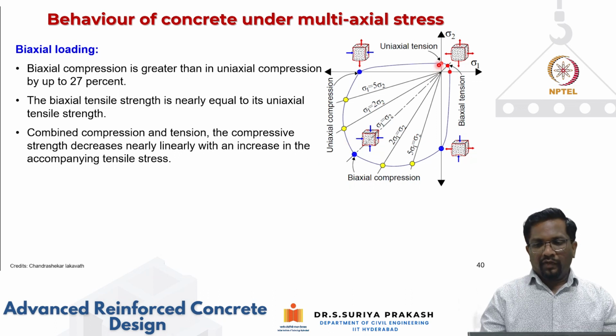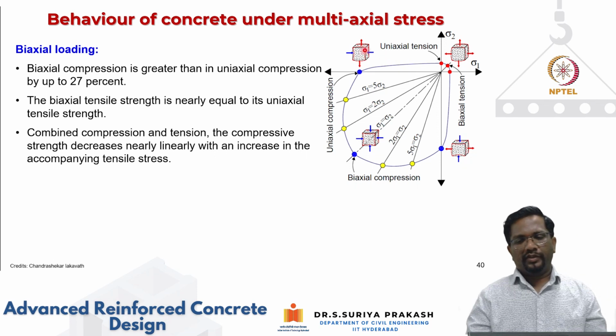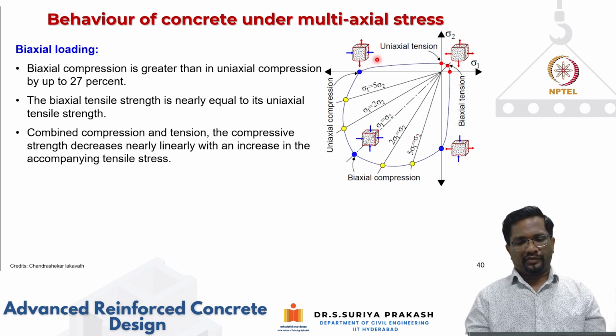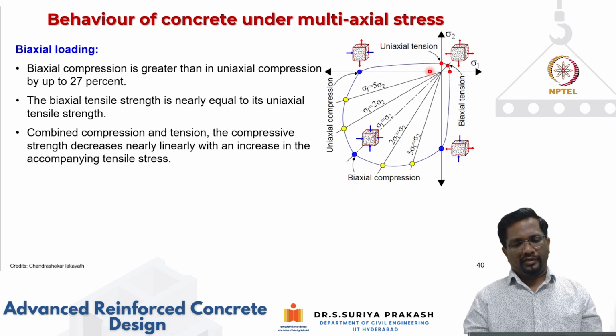When it is subjected to combined compression and tension, in this case, in the horizontal direction we have compression, and in the orthogonal direction we have tension. The presence of this tension reduces your compressive strength, depending upon how much it is. This side is compression, this side is tension. So if I am somewhere here, you can see that sigma 2 is some tension value and sigma 1 is some compression value. The higher the sigma 2, the lower will be your compressive strength.